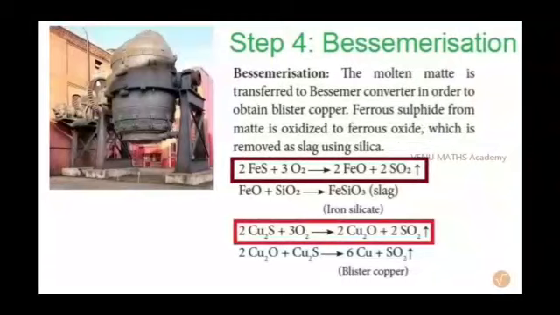Then ferrous oxide FeO will react with silica. Inside the Bessemer converter, silica will be added because it's a flux material. So, when ferrous oxide FeO reacts with silica SiO2, we'll be getting iron silicate, FeSiO3. Now, let's see the reaction of copper sulfide.